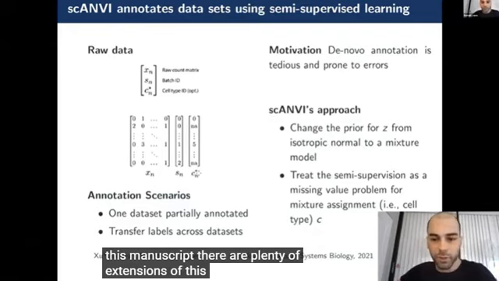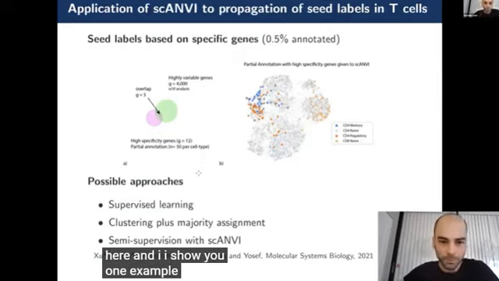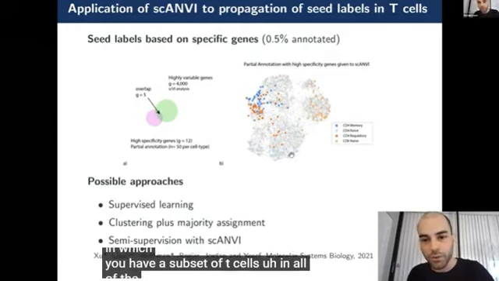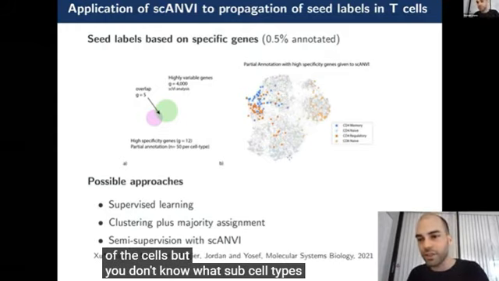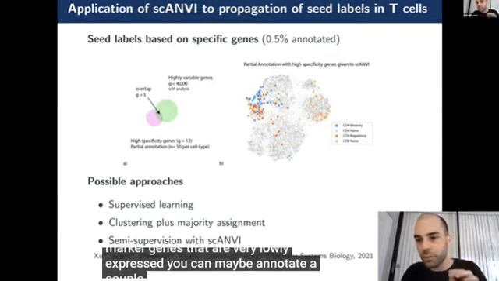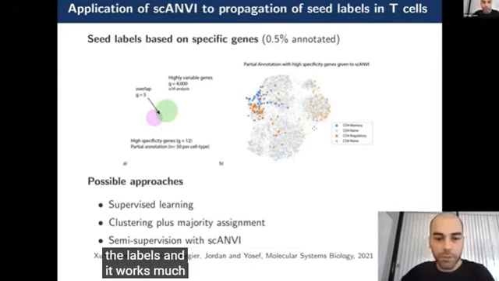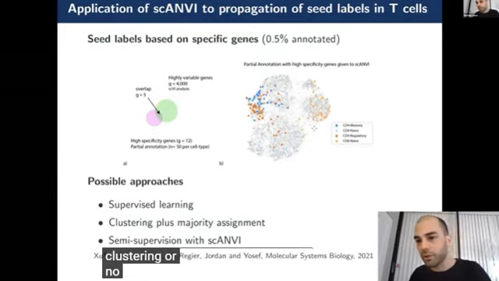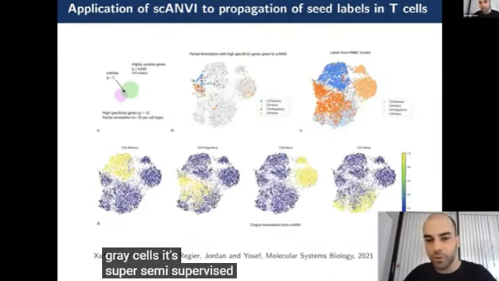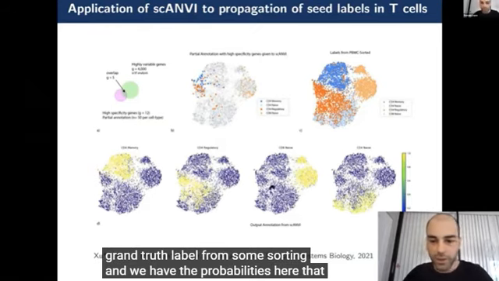There are plenty of extensions of this work, but this was a pretty powerful idea. Here I show you one example. There is a good use case in which you have a subset of T cells among all of the cells, but you don't know what sub-cell types they are. Based on some marker genes that are very lowly expressed, you can maybe annotate a couple of them, but not everything. And then you can use scANVI to propagate the labels. And it works much better than just clustering or just classification, because we can exploit the knowledge about all of these gray cells. It's semi-supervised. So we had the ground truth label from some sorting, and we have the probabilities here that looked pretty reasonable.